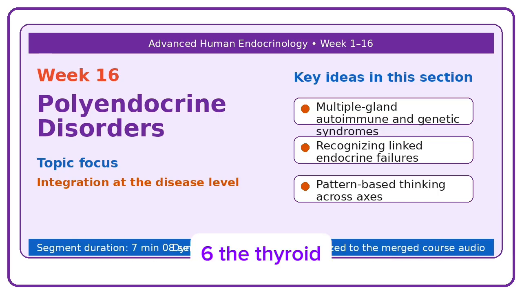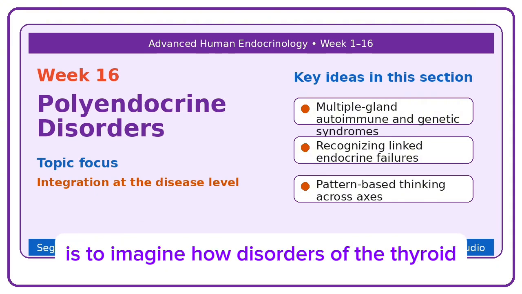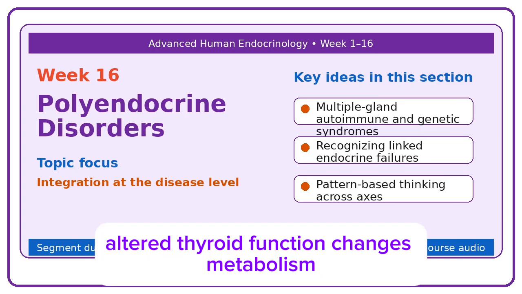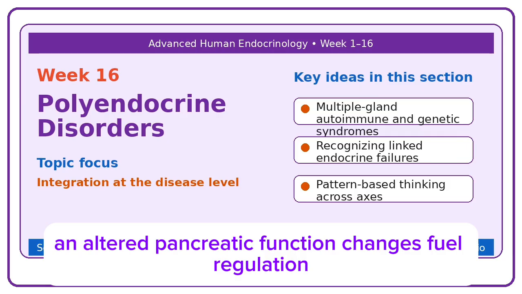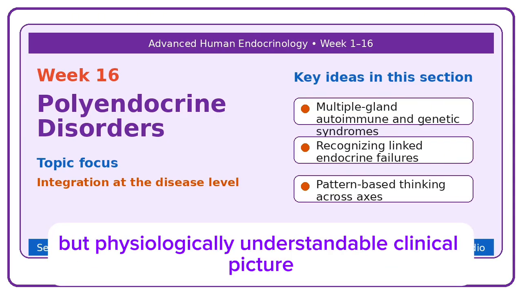6. The thyroid, adrenal, pancreas example. One useful way to think about polyendocrine disease is to imagine how disorders of the thyroid, adrenal glands, and pancreatic endocrine system might intersect. Altered thyroid function changes metabolism, altered adrenal function changes stress adaptation and hemodynamics, and altered pancreatic function changes fuel regulation. Together, these can create a complicated but physiologically understandable clinical picture.